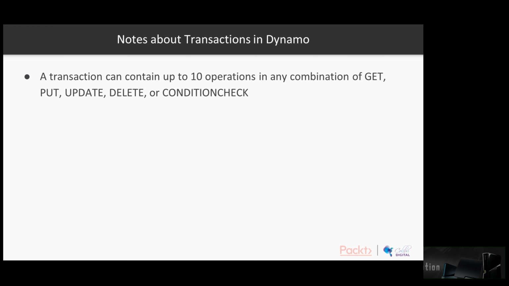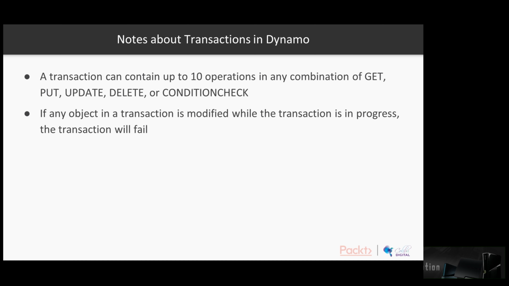Now, a couple of notes about transactions in DynamoDB. A transaction can contain up to 10 operations in any combination of get, put, update, delete, or condition check. If any object in a transaction is being modified while the transaction is in progress, the transaction will fail. And that's really, really key. Lots of relational database systems will lock items that are being modified in a transaction, so if anything else tries to modify them, they get queued up. But DynamoDB doesn't lock the item, which means that if somebody goes to update that item while the transaction is in progress, the transaction will fail.